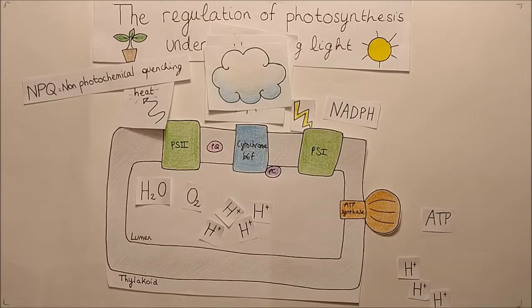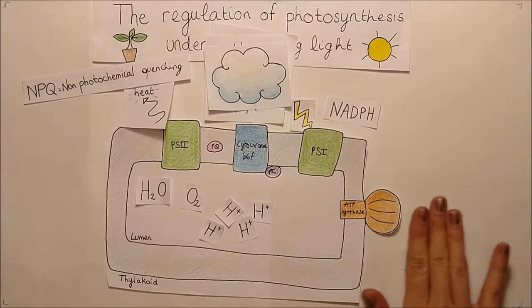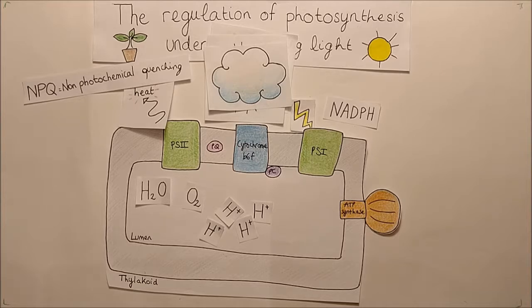And oh, a cloud is passing in front of the sun. The light intensity decreases so rapidly, and the plant has to eliminate its NPQ defense to avoid the loss of light energy that could be used for photosynthesis.